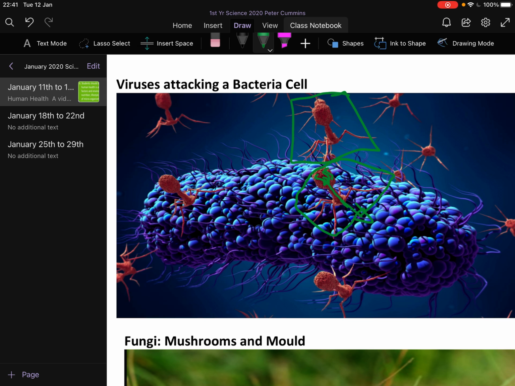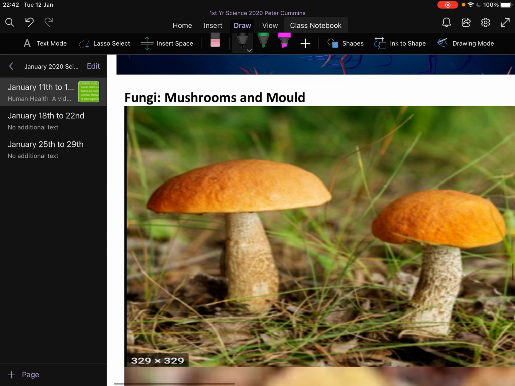This guy here, get a different color. This guy here is going to go in, inject this stuff inside the bacteria cell, and this bacteria cell then will make loads of virus cells, and the virus will keep expanding and expanding, and then the person is feeling sicker and sicker and sicker. Okay, so that's how viruses work.